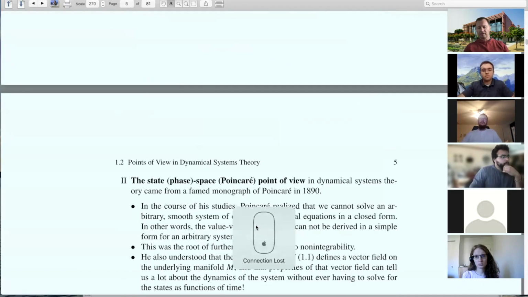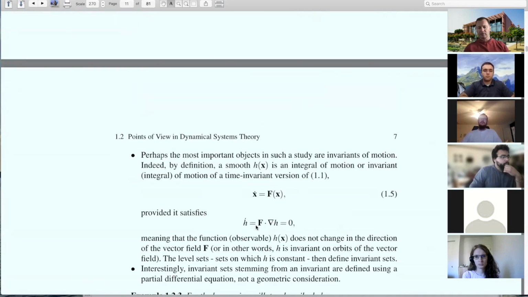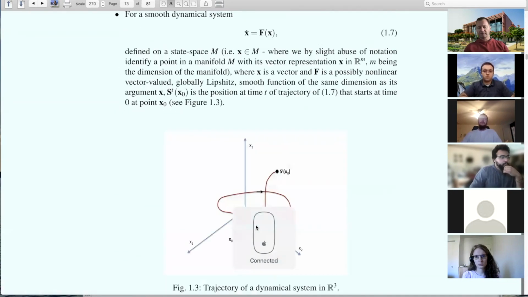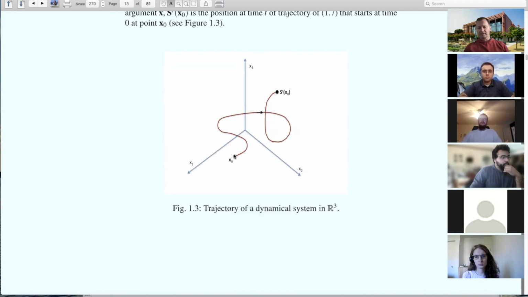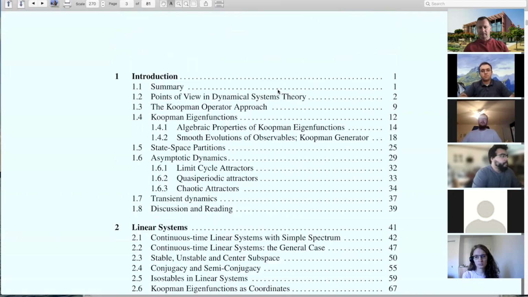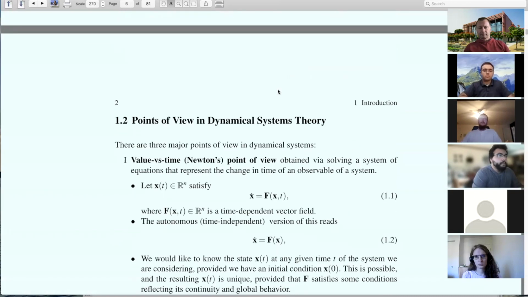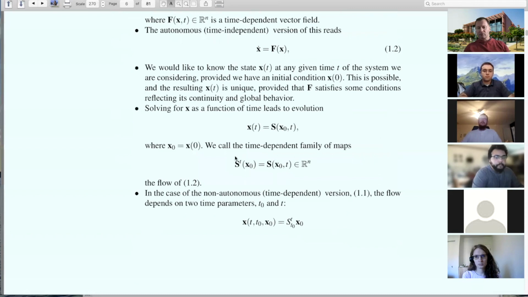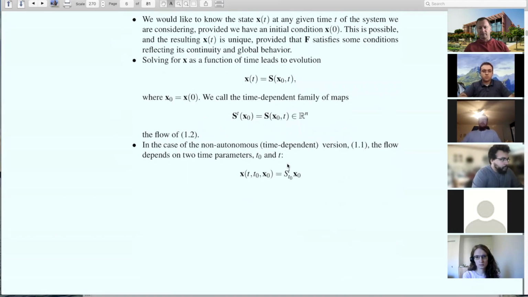Pictorially, I think I have a picture of this somewhere. Give me just a second. So you start from x0, and this trajectory in state space takes you to some later position at time t. All right. So this object here is called the flow, and it's really just a one-dimensional family of maps that take a set of initial conditions and provide their position at some later time t.